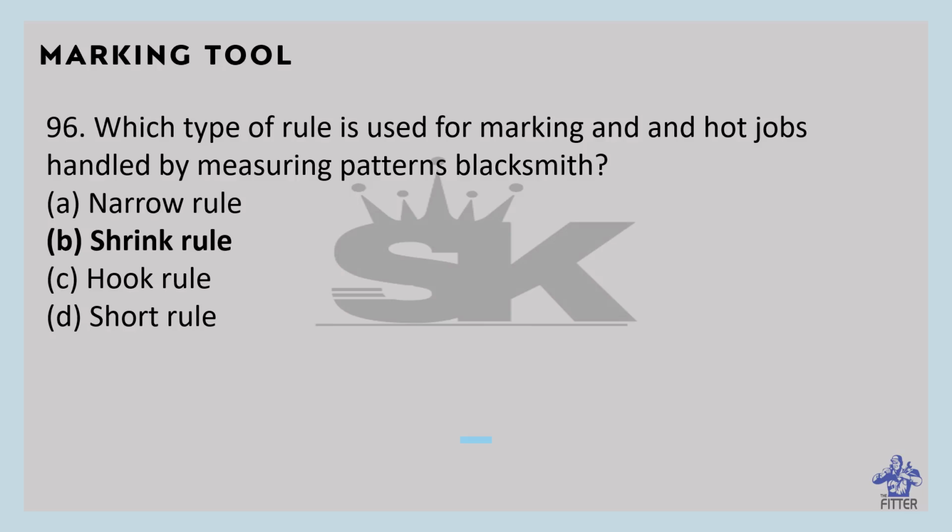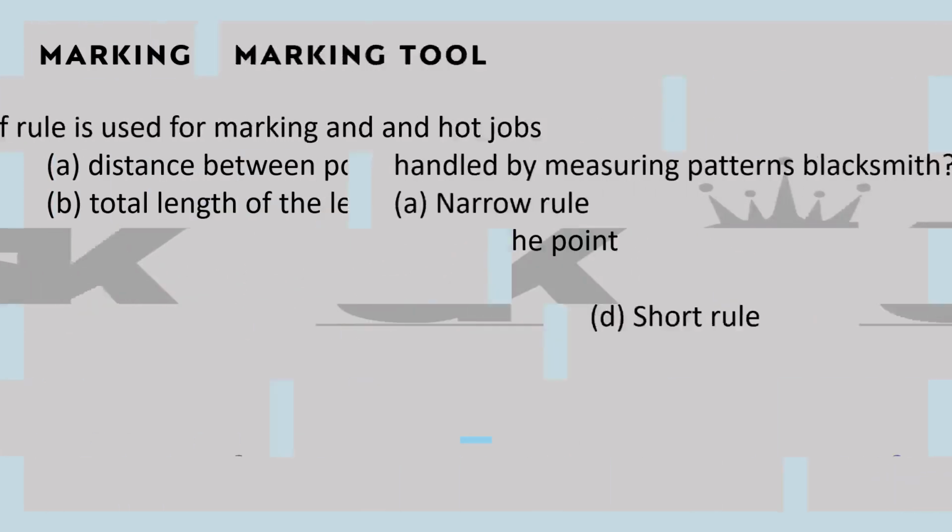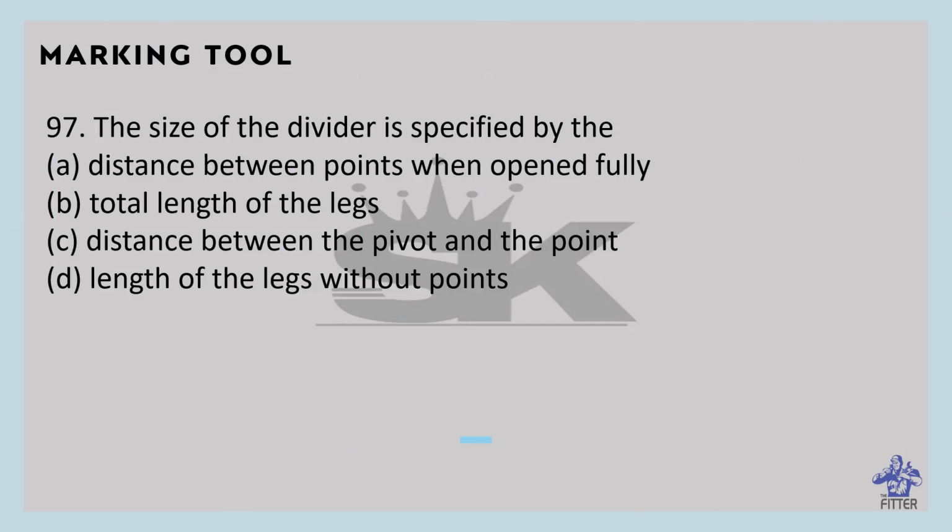The size of the divider is specified by the distance between the pivot and the point. The answer is option C. Two types of dividers are there, right? Firm joint divider and spring joint divider.